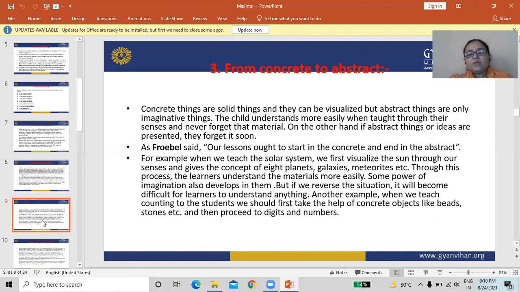Another example, when we teach counting to the students, we should first take the help of concrete objects like beads, stones, etc. Then proceed to digits and numbers.